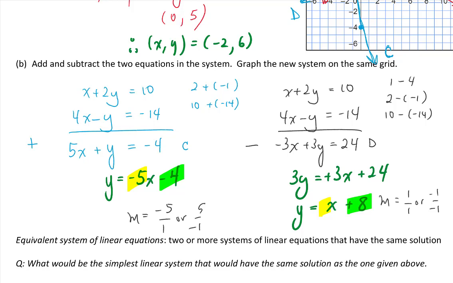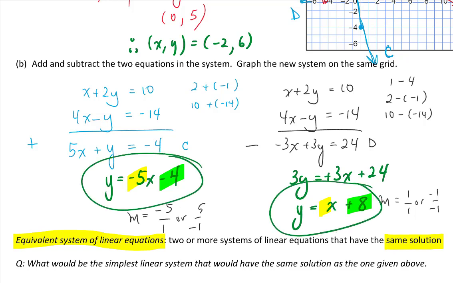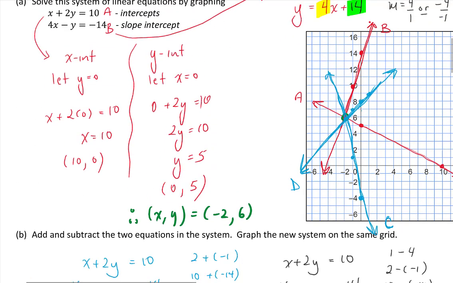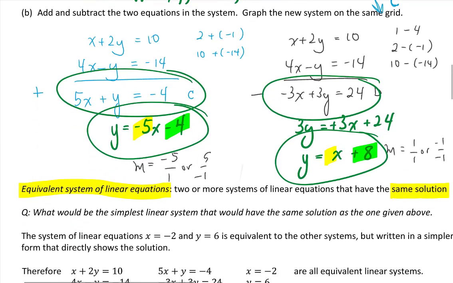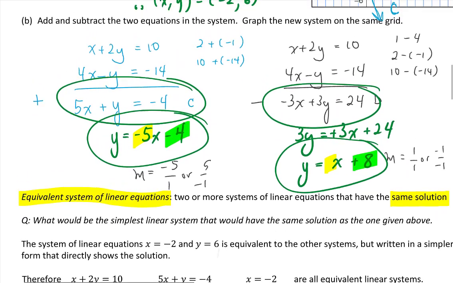Okay, so now let's talk about what an equivalent linear system is. An equivalent system of linear equations is when two or more equations have the same solution. So these two equations here, which I'm going to highlight, this one and this one, or this one and this one, have the same point of intersection as this pair of equations here. So that's why they're called equivalent. They have the same point of intersection.